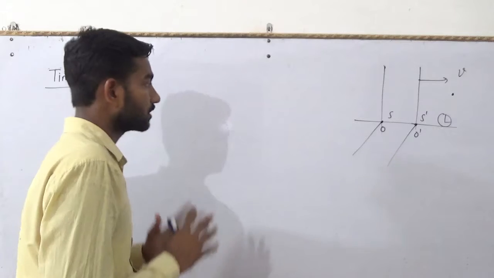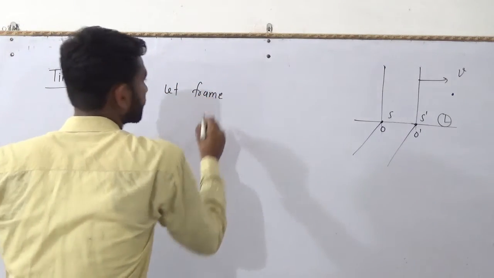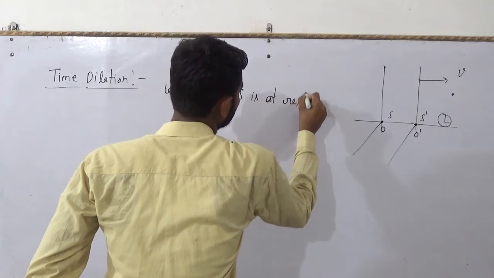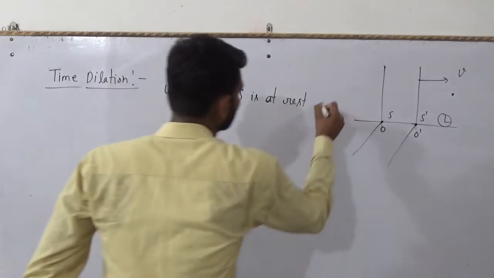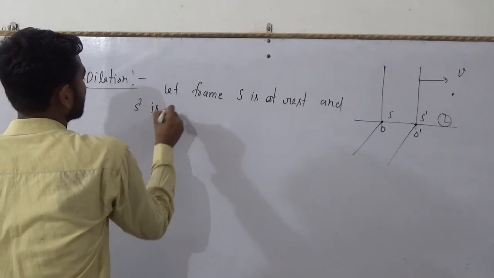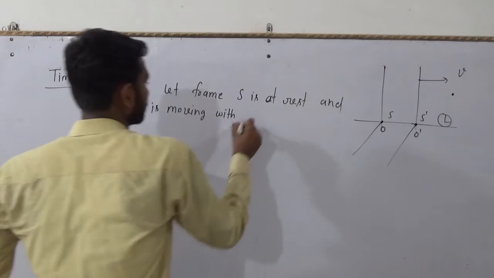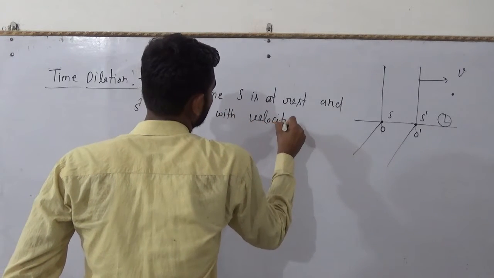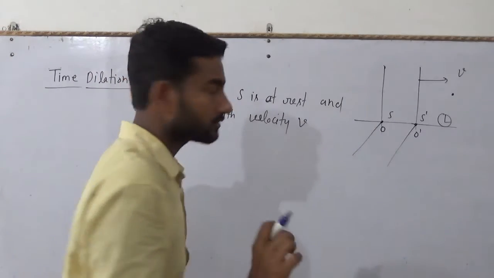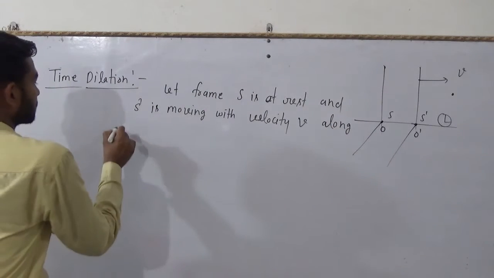Friends, here my assumption is, let frame S be at rest and frame S dash be moving with uniform velocity v along the positive x-axis.